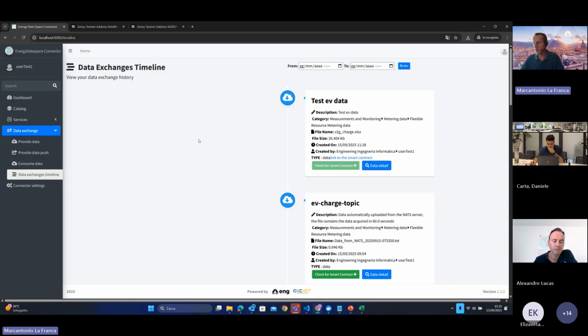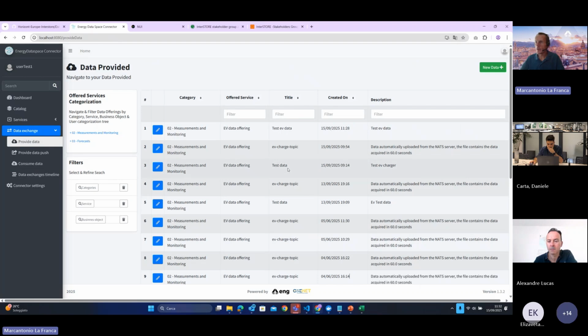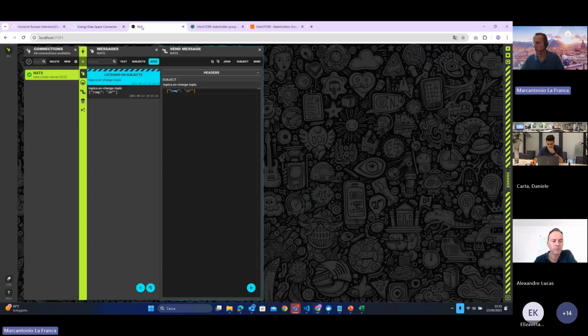The last feature that I wanted to show today is the NATS integration. We can use the graphical user interface of NATS to send any information to a test NATS server deployed in my environment, on my PC. For example, NATS works with topics. I don't know if it's clear, it's a bit low character, but in this case, we will send a message to an EV charge topic with simple information about the temperature, 20 degrees. So I send this information in the NATS topic.